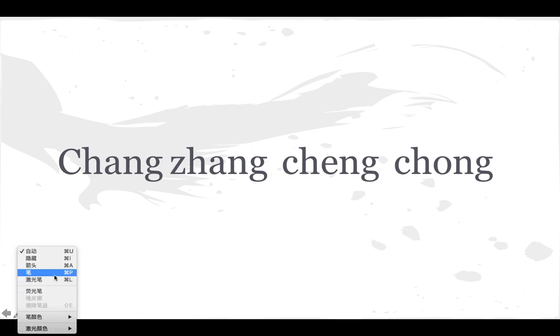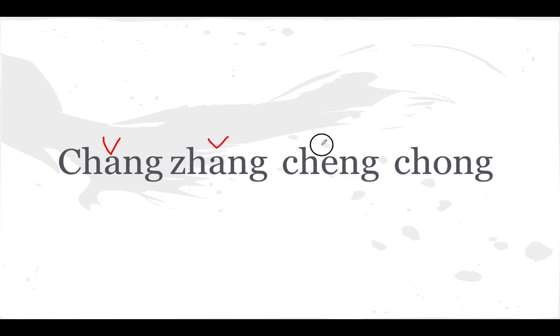Next examples. Here again, we practice second tone or third tone. So let's try if these pinyin are third tone. Chǎng, zhǎng, chěng, chǒng. Okay, so zhe is zh, and che is ch.